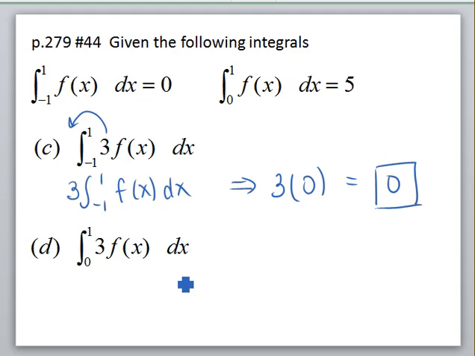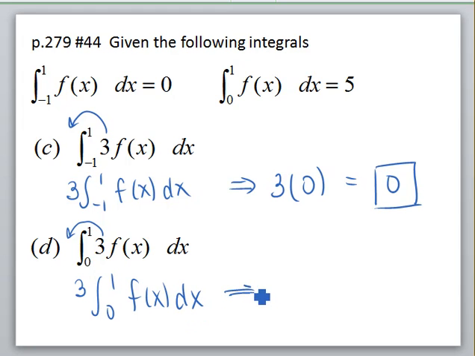This one right here looks to be the same problem except it has different bounds, so I'll bring this out front. 3 from 0 to 1 of f of x dx. That really means that I have 3 times this area right here, which happens to be 5. 3 times 5 is 15.